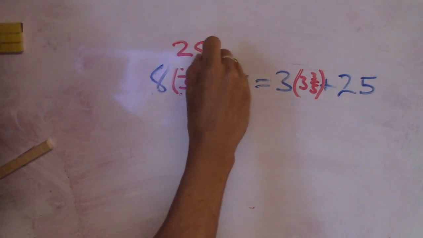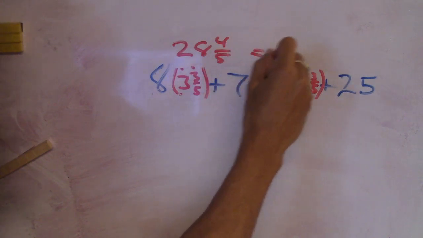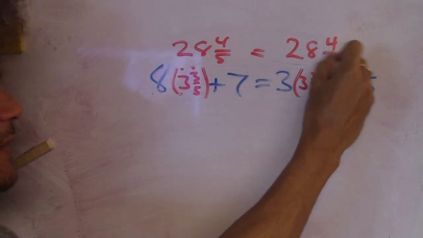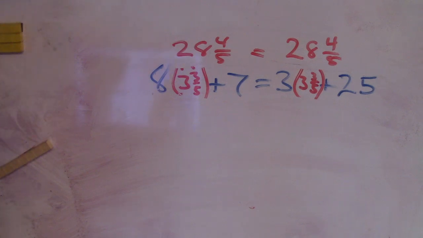Would I have 28 and 4/5? Well, this side better be 28 and 4/5, but let's just do the math. Like I said, what's the fastest way to do it? The decimal. Okay. But wait a minute. Hold the phone.